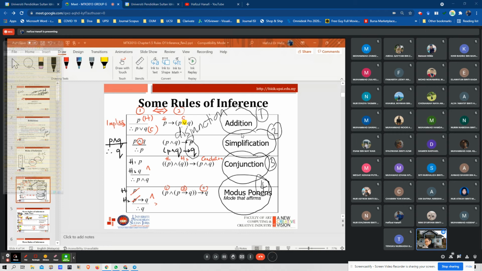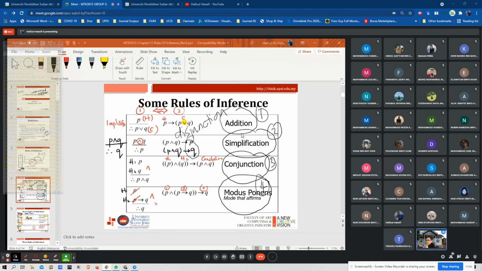And then you have conjunction. As you know, for the conjunction, you have hypothesis one, and then you have hypothesis two, which implies the conclusion P and Q. This one allows you to deduce a certain sentence from one or two others. For example, you can derive a conjunction by conjoining, or you merge together two sentences as premises. Okay, you combine them as premises.